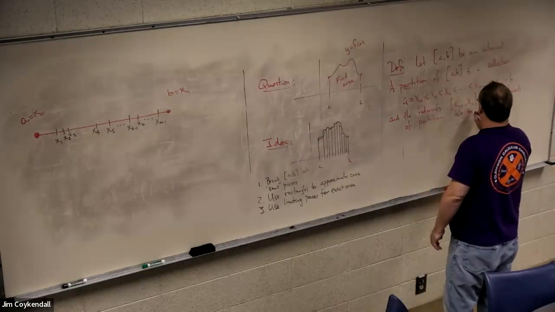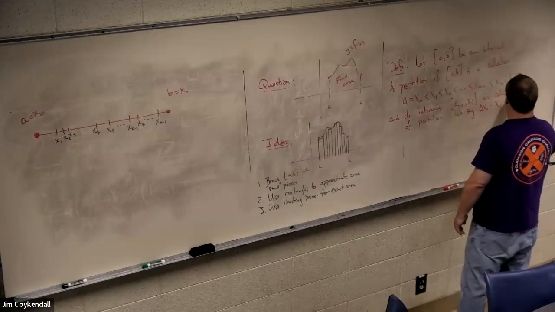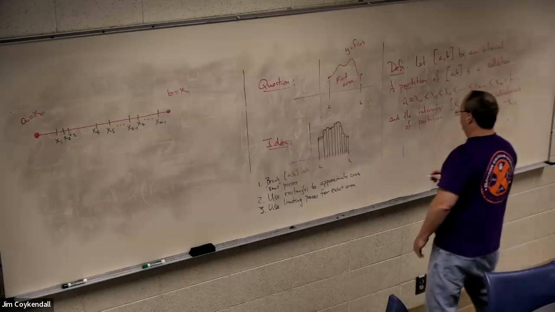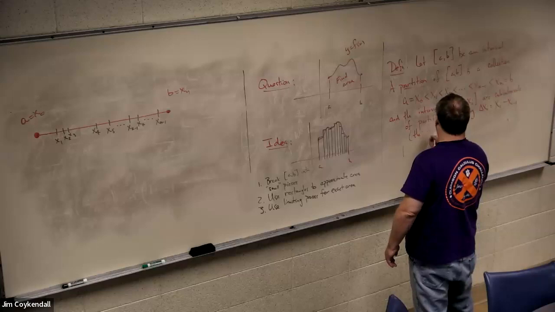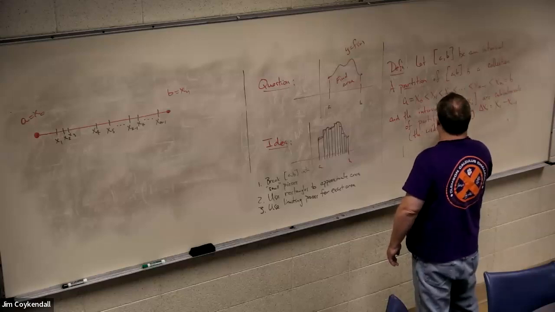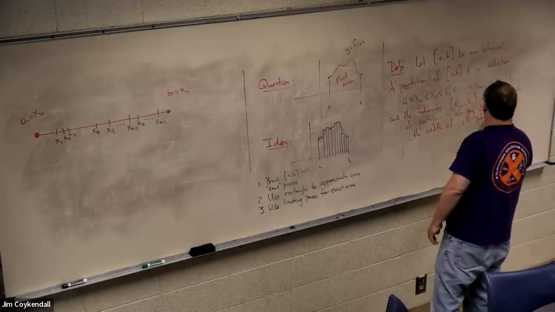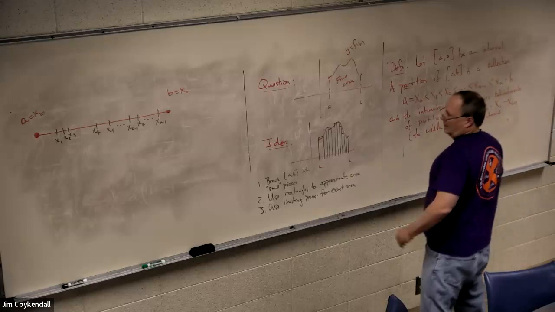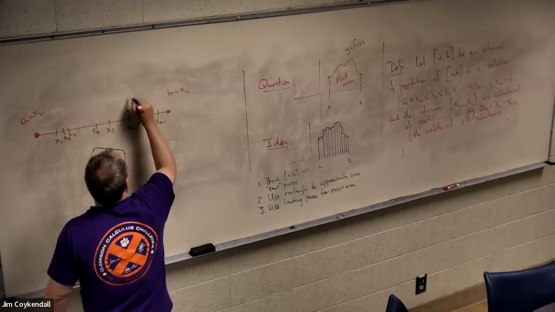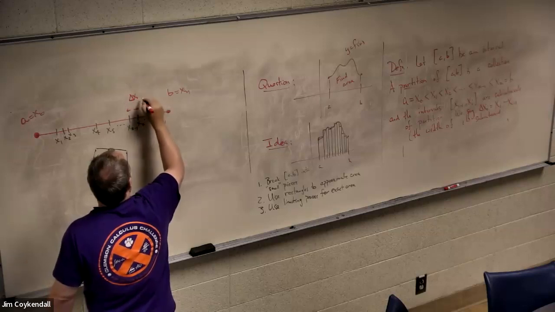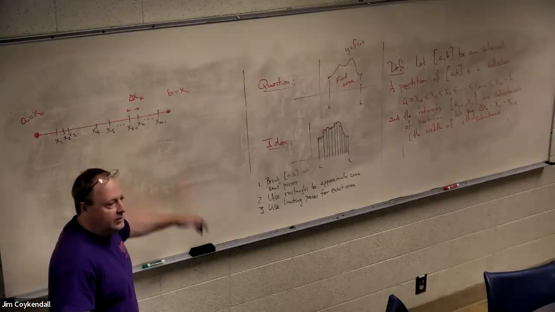We say delta x_i is x_i minus x_{i-1}. This is just the length, the width, of the i-th subinterval. So in other words, this width right here is delta x_k. It's just how wide the interval is.